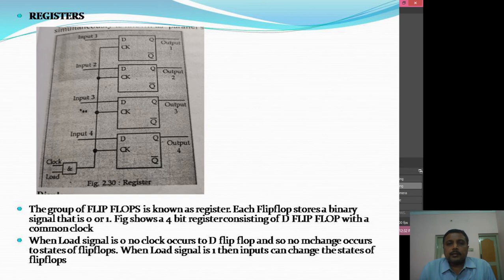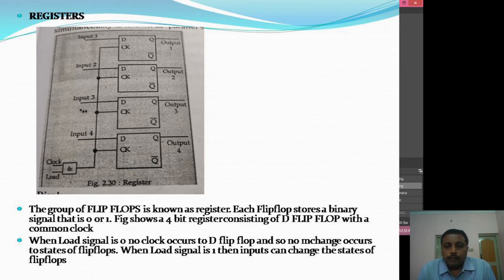Now coming to registers. Since we have seen what is meant by a flip-flop, if we group these flip-flops together, we call it a register. Each flip-flop will be storing one binary signal, that is either a 0 or a 1. The figure shows a 4-bit register consisting of D flip-flops along with one common clock. So you can see 4 flip-flops over there.